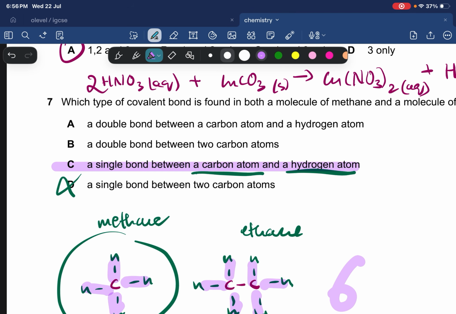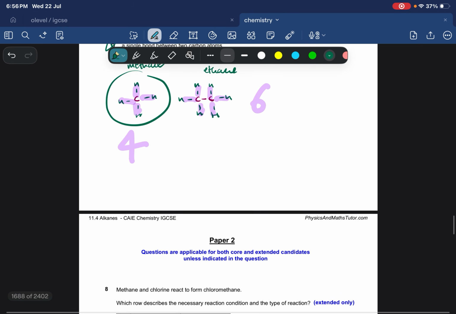A double bond between 2 carbon atoms? We're dealing with alkanes, so we don't have a carbon-carbon double bond, because that's a sign of unsaturation that's present in alkenes. A double bond between carbon atom and hydrogen can never happen because hydrogen can only make a single bond. It follows the duplet rule. It just needs one more electron, that's all.